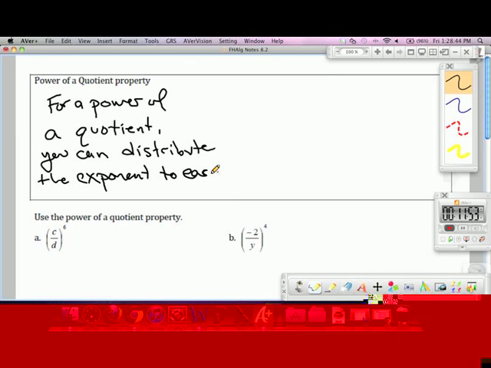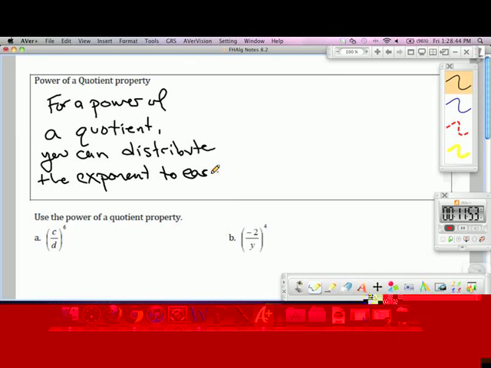Instead of writing out 3 over 8 times 3 over 8, we could have much more quickly said that this is the same as 3 squared over 8 squared, which, as you guys told me, was just 9 over 64.